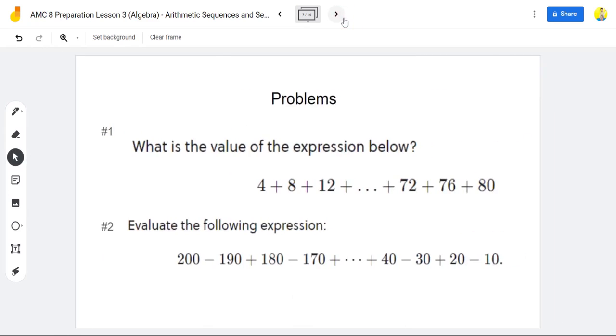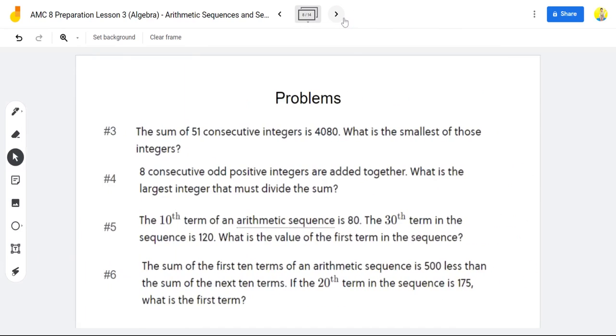Here are some problems. Please take some time to solve these problems by yourselves, and feel free to pause the video. And on the next slide, there are some more problems. Here are some more problems. Feel free to pause the video and solve these problems by yourselves.